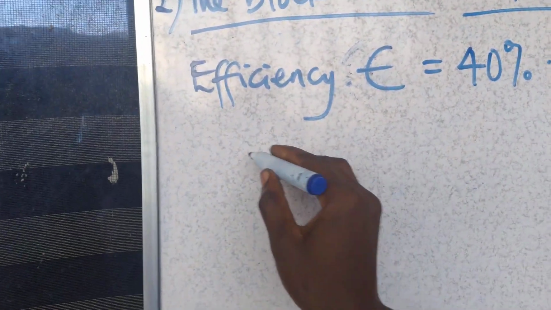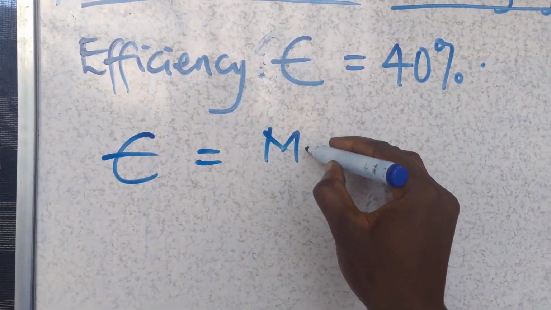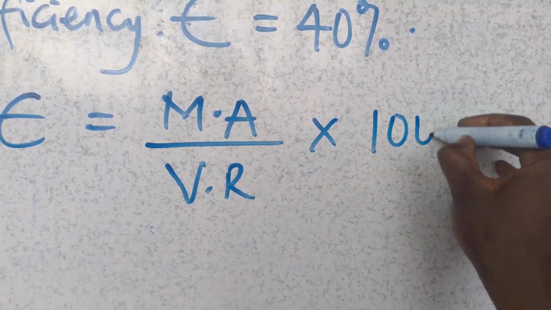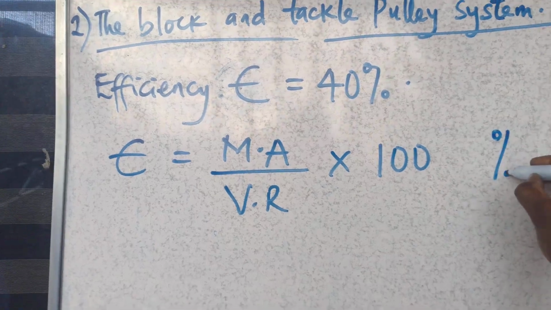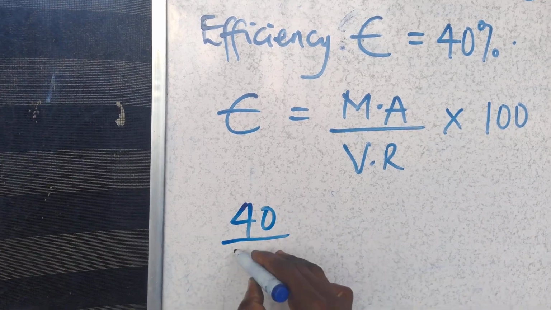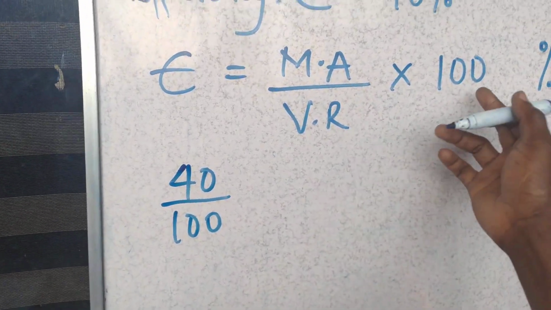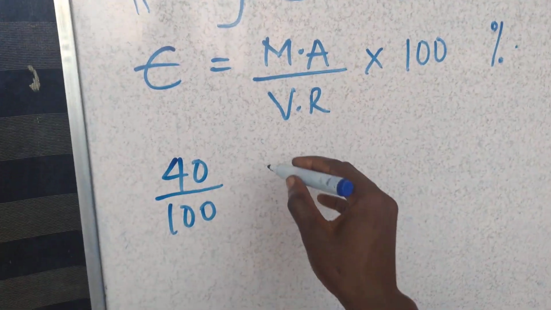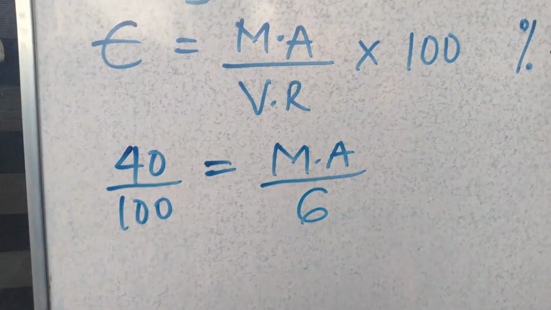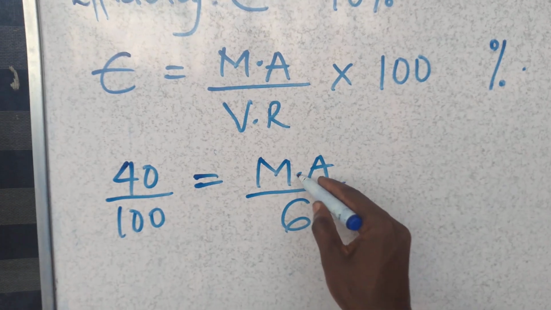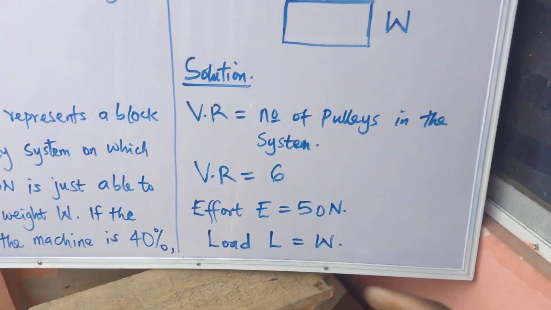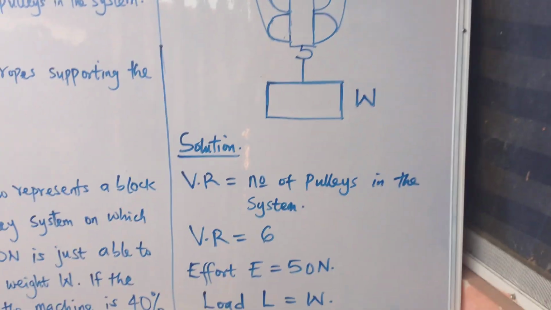Now the formula for efficiency of a machine is its mechanical advantage divided by the velocity ratio, multiplied by 100, and it is measured in percentage. So the efficiency is 40%. Converting 40% to a fraction, that is 40 divided by 100, equals the mechanical advantage, which is unknown, over the velocity ratio of that pulley system, which is 6. If you can recall, velocity ratio is the number of pulleys in the system.